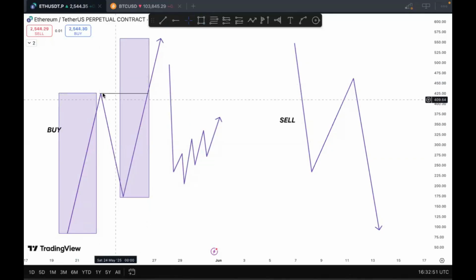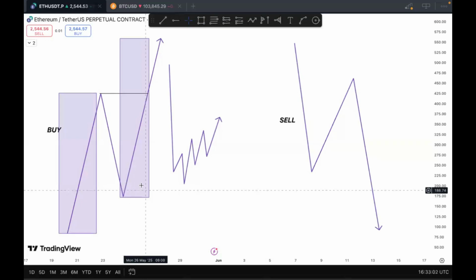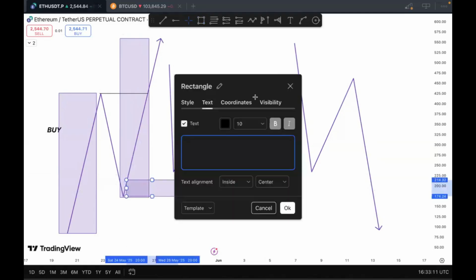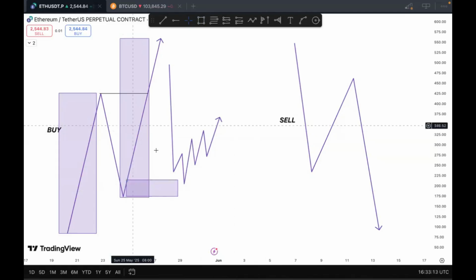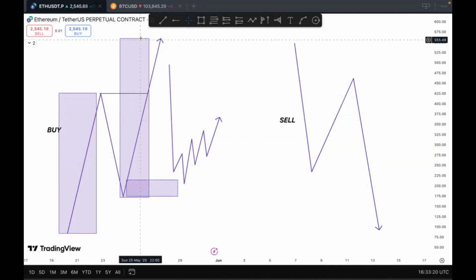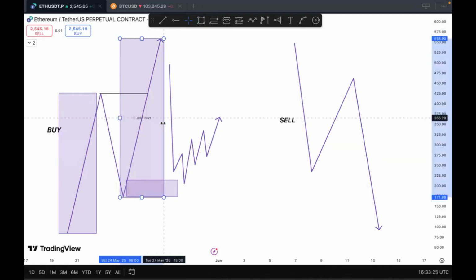So since this high has been taken out, I want to look for a buy at this zone, not this zone. Most especially when we have a strong demand zone at this place. I want to look for a buy here. So I'm not going to place my Fibonacci tool here. Rather, I'm going to place it here. That means this current trend.